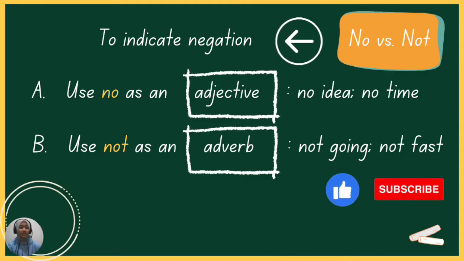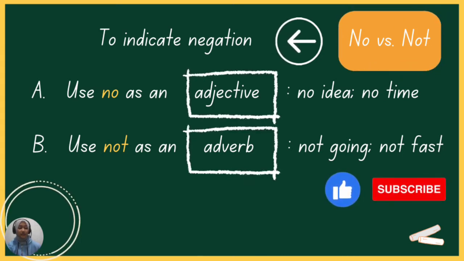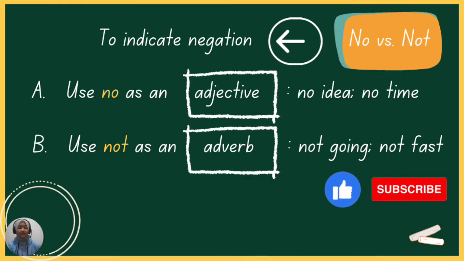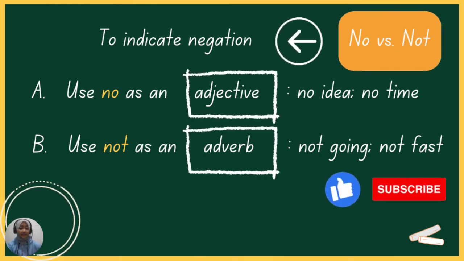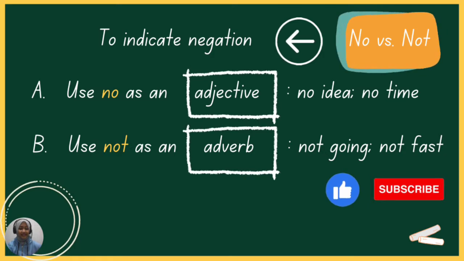B. Use not as an adverb. Ini adalah contoh ketika kita menggunakan not sebagai adverb, kata keterangan. Kata keterangan bisa digunakan untuk menjelaskan kata kerja atau kata sifat. These are the examples. Not going, not fast. Okay.